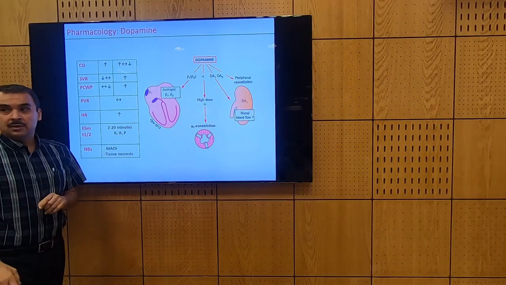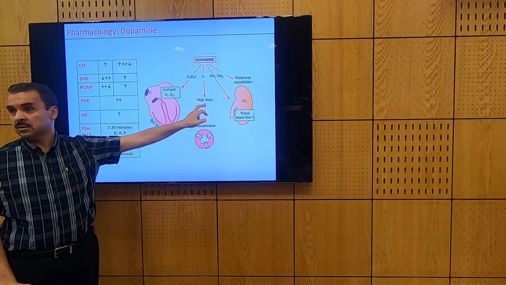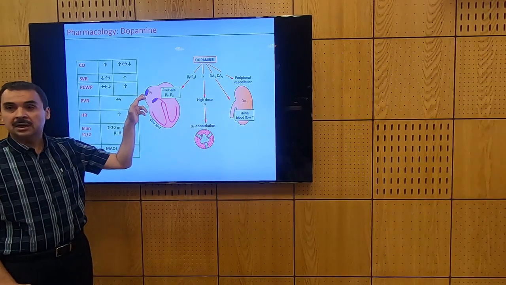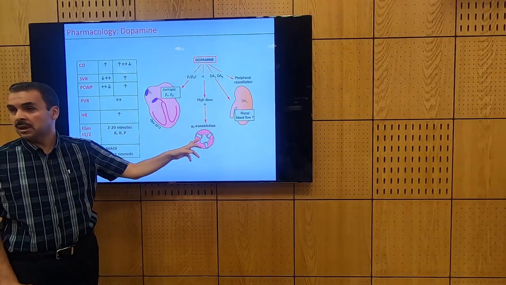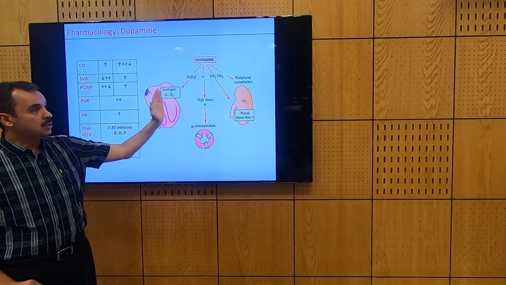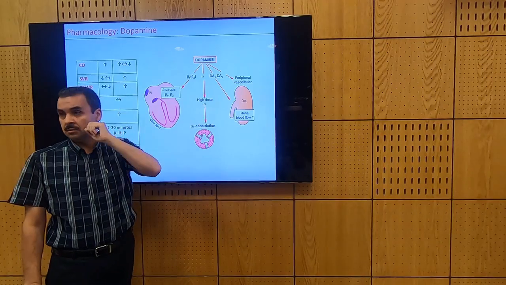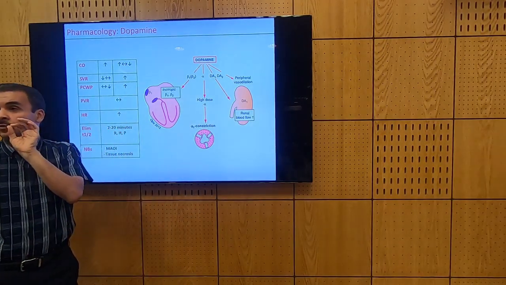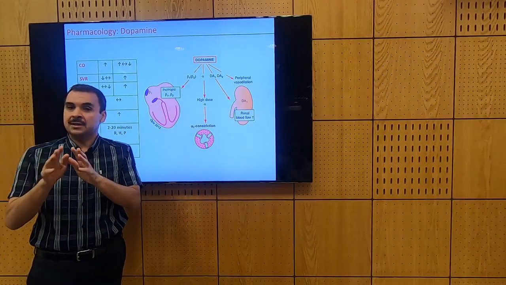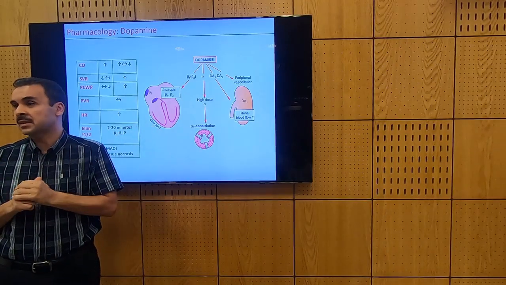In large dose, and we do not have a definition for large dose, it will stimulate the alpha receptors and it will cause vasoconstriction. And now it will be an inoconstrictor drug rather than an inodilator drug. The distinction between each of these actions is very blurred. We cannot define at which dose we will have each of these actions. Of course, we have this empirical number, less than 5, between 5 to 10, more than 10, but this is oversimplification.